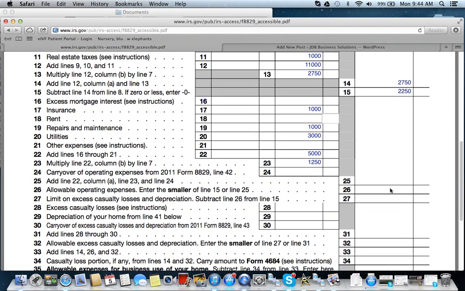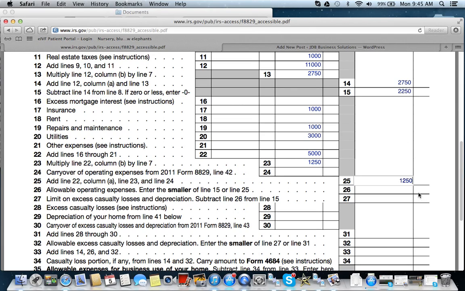All right. Carryover of operating expenses from 2011, Form 8829. So if last year you weren't allowed to take all of your home office expenses because you didn't make enough profit, you're allowed to carry it forward to the next year, and this is where you'd put it. All right. In this case, we'll say there is none. Okay, line 25, add line 22, column A, line 23, and line 24. All right, so this is going to be $1,250.